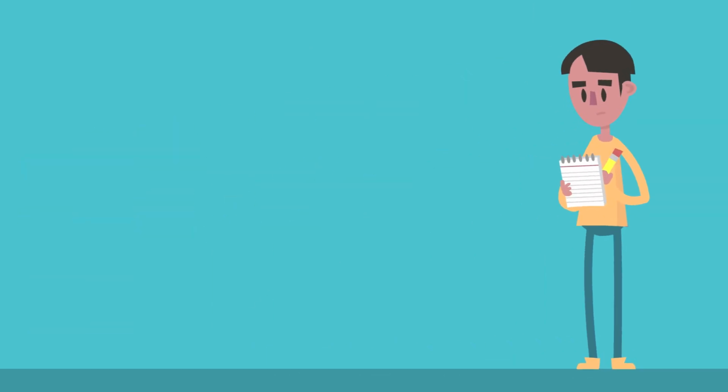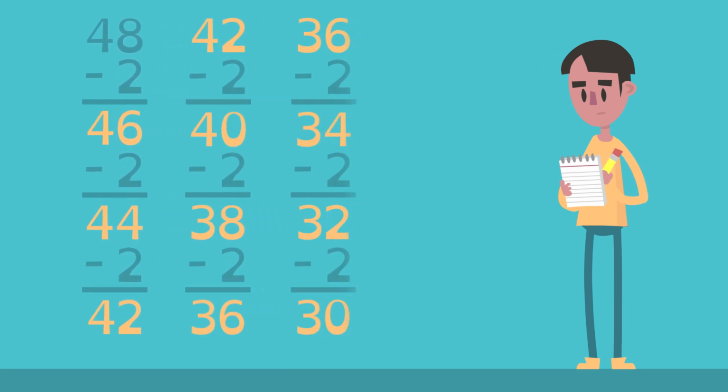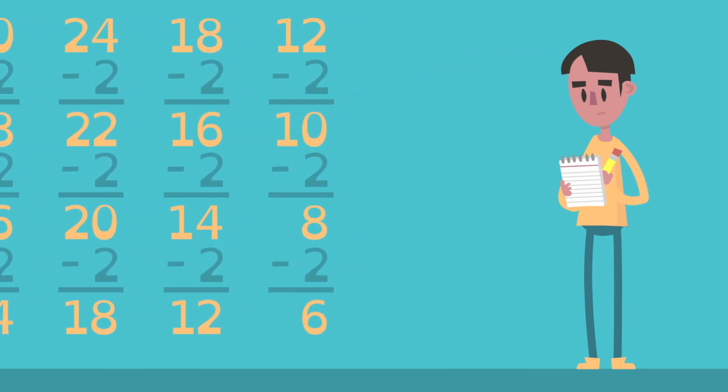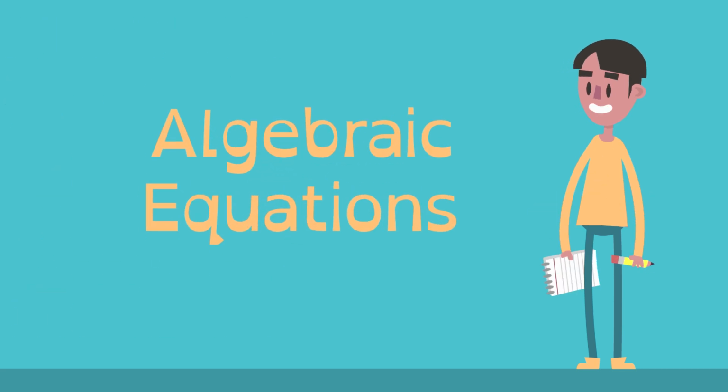He can find the answer through simple subtraction. 48 cups minus 2 each day until 6 cups remain. This method takes too much time. Is there a faster way? Yes! He can write an algebraic equation in 2 simple steps.